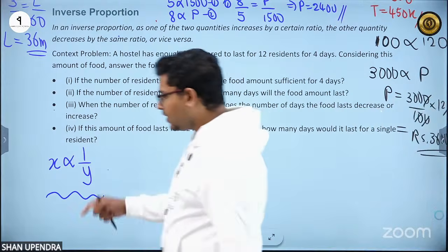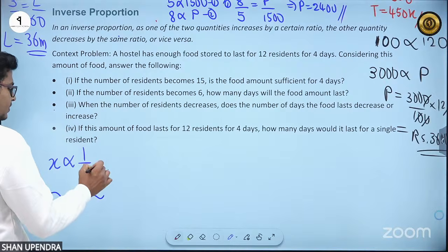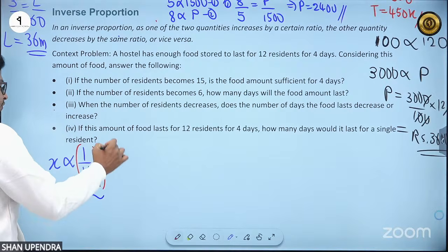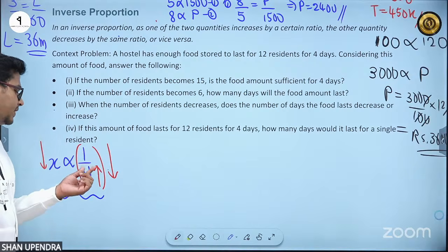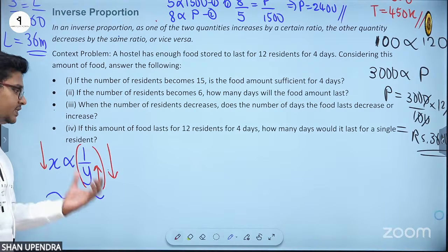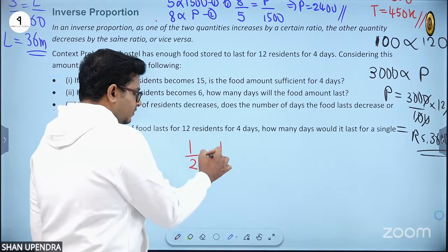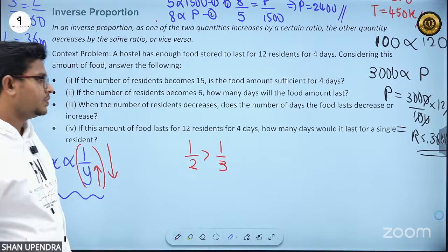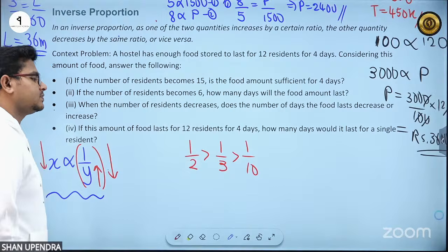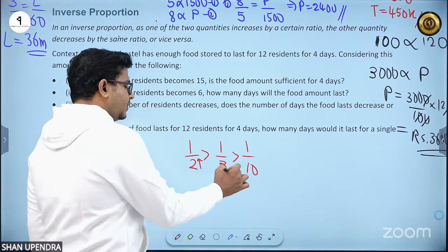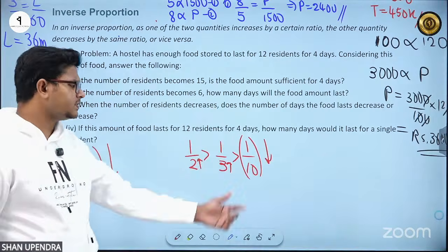When you try to increase y, if you increase this y, as a term 1 over y will be reduced. That means x also reduces. If you increase the denominator, as a fraction, when you take 1 over 2 and then 1 over 3, what's happening? 1 over 3 is less than 1 over 2, and 1 over 10 is again less than 1 over 3. So if you increase the denominator, this whole fraction will be reduced.